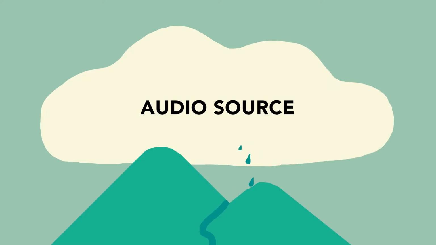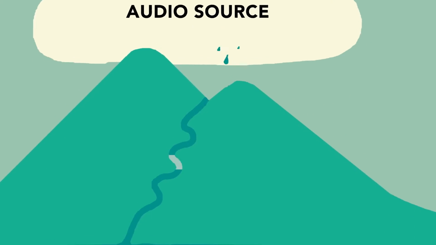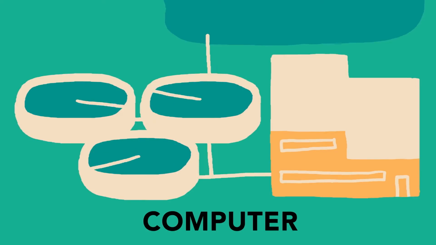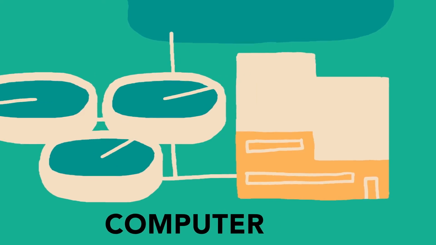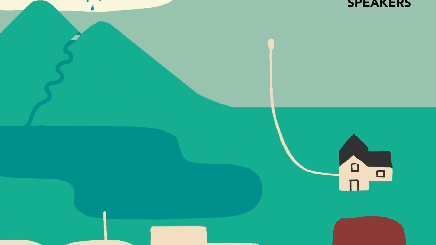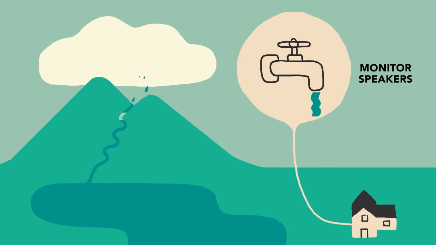That's the source, and it runs down the mountain through the cables into a reservoir, which is your audio interface. It's going to collect all that signal and then send it to the filtration center, which is your computer, where you're going to do all sorts of effects processing and filtration of your audio signal. And from there, it flows in an underground pipe system back through to your interface and then out to your monitor speakers, which is the faucet in your kitchen at home.